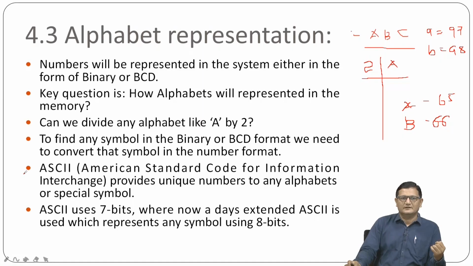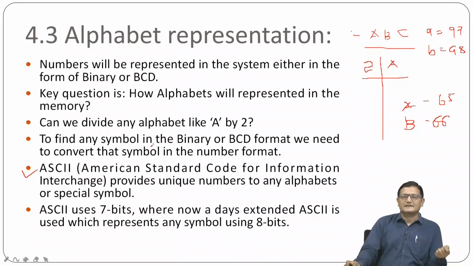So here ASCII is there, right? If someone is asking you, A will be represented as 97. So what is 97? 97 is the ASCII value of small a. 98 is the ASCII value of small b. 65 is the ASCII value of capital A, right?